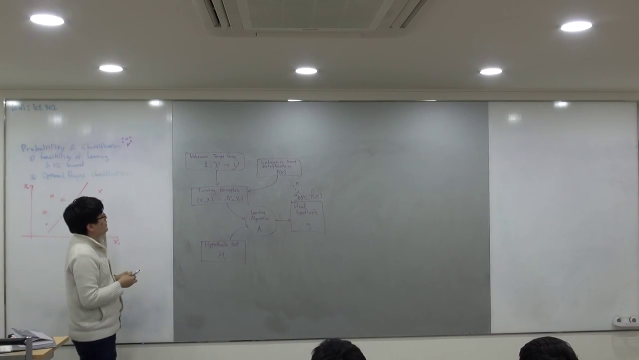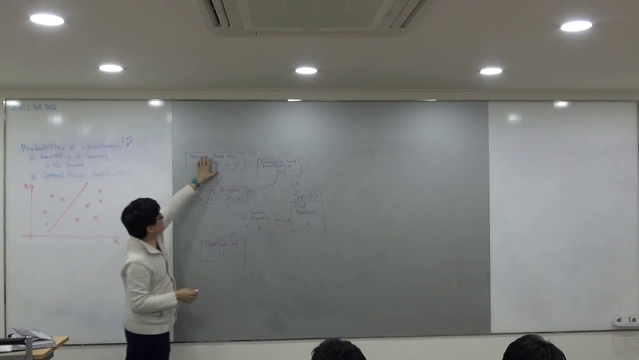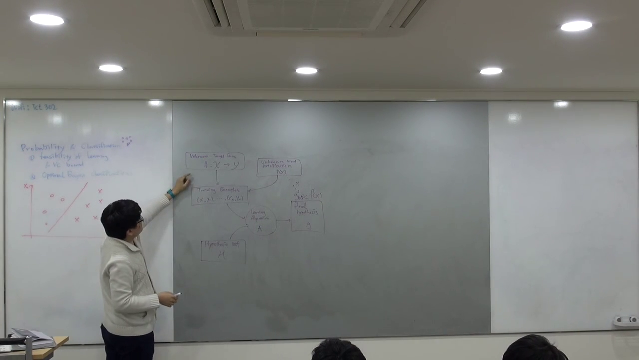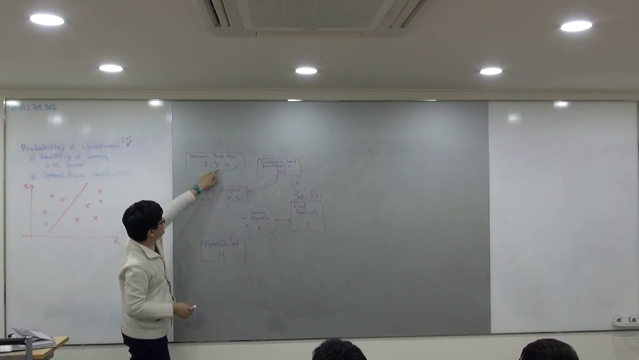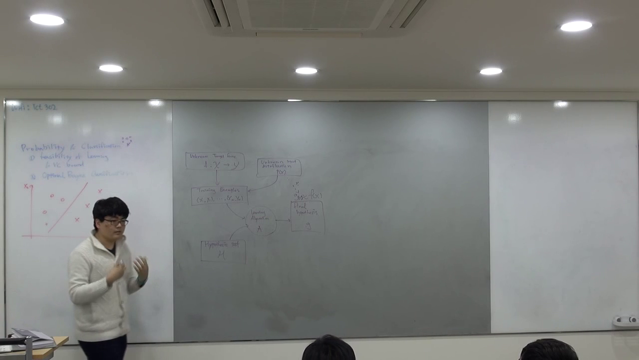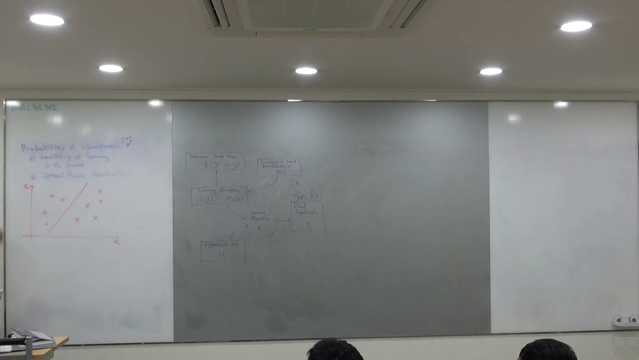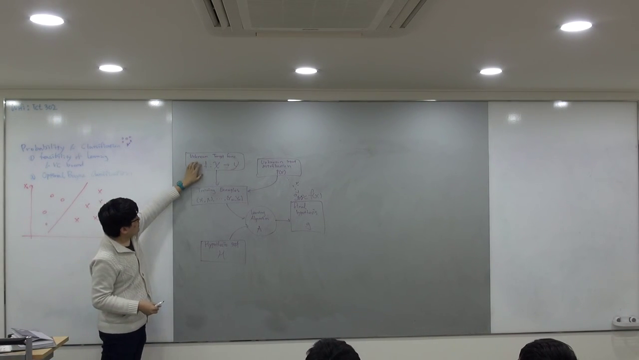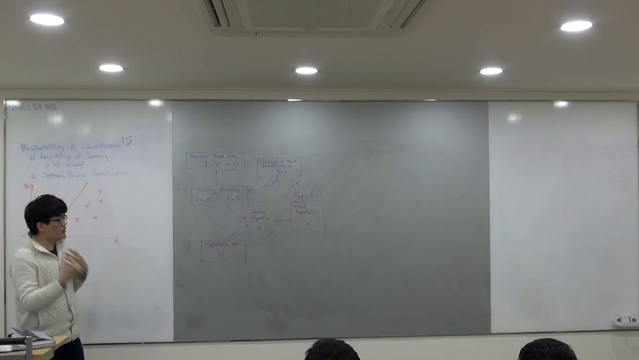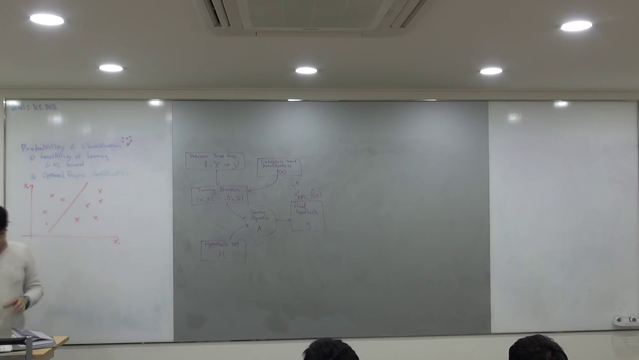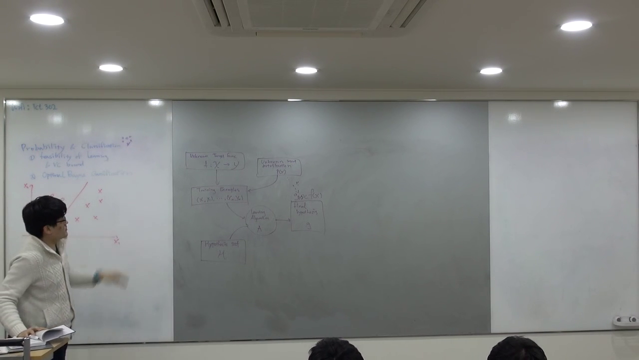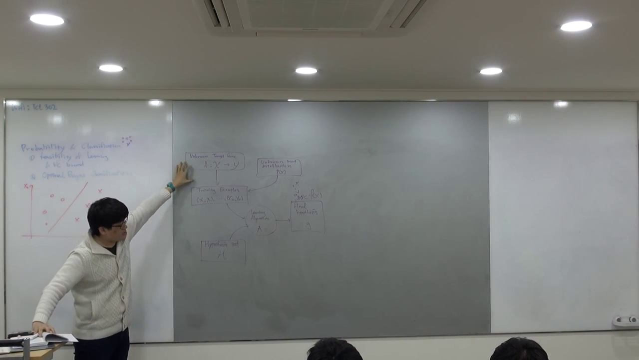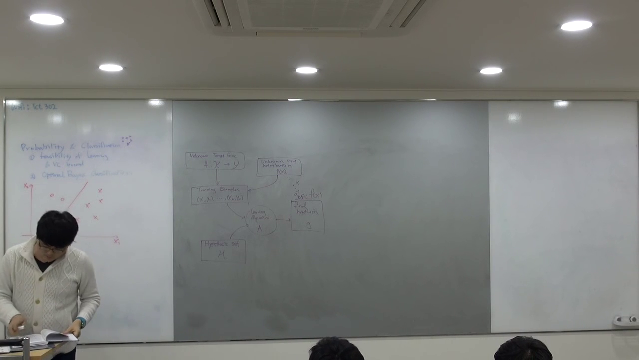Actually, if you further generalize this one, here f is a deterministic function. But if you generalize further, which I'm going to talk about in the second part, it's not a deterministic function, but a probability function. But for this time, you can just consider this as a deterministic function.